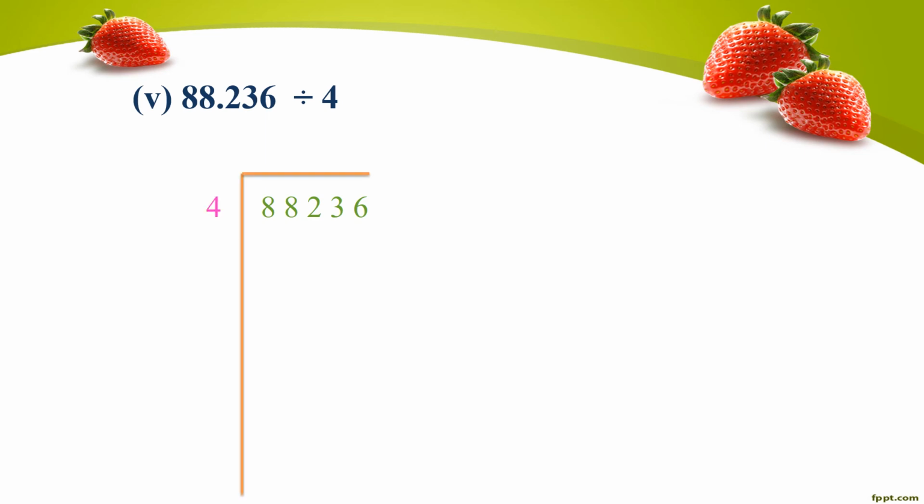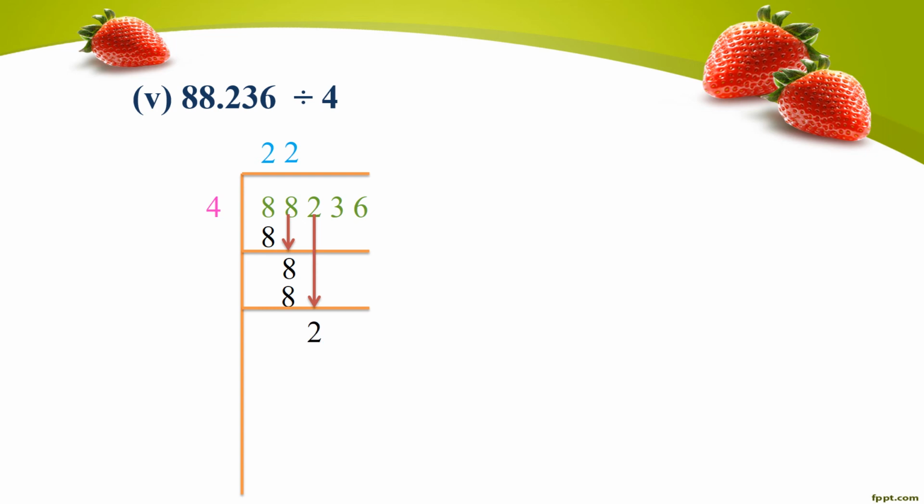Now we know very well that 4 2s are 8. On subtracting, remaining is 0. Bring down the next 8. Again, 4 2s are 8. On subtracting, we get 0 as remainder. Now bring down the next number, which is 2.